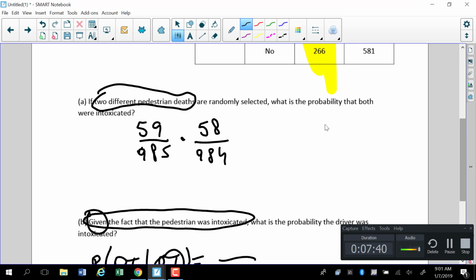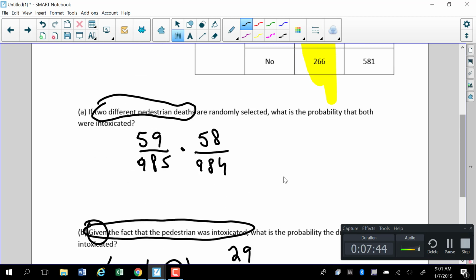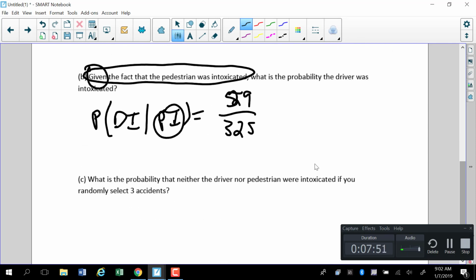What's the probability that the driver is intoxicated? Well, now that's going to be 59, right? Because it's these people who are intoxicated only given this situation.